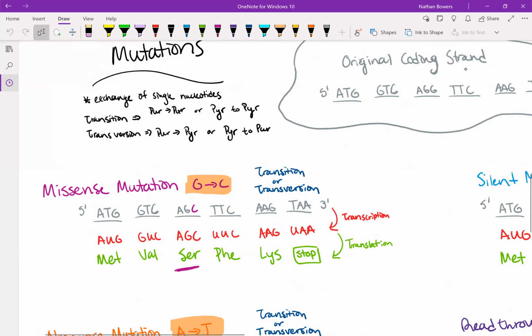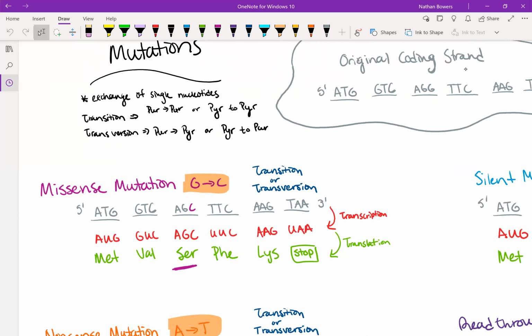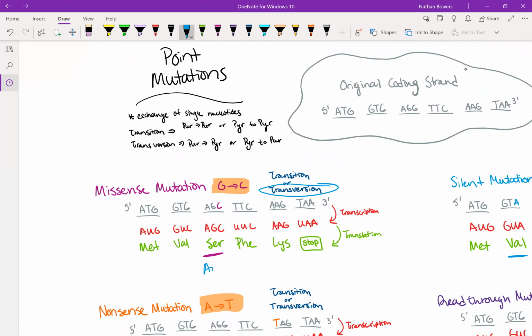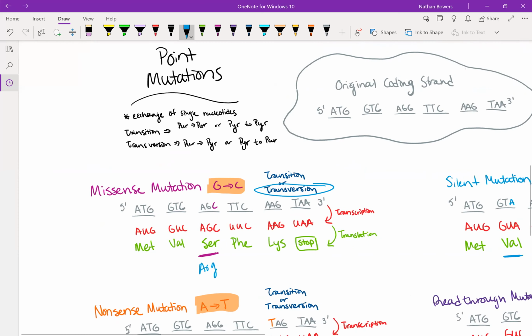The first point mutation we're going to talk about is a missense mutation. In this example, we change this G to a C, which is a transversion. And here you can see a missense mutation occurs whenever the nucleotide exchange ends up with a different amino acid than before, meaning it used to be an arginine, but now it's a serine.